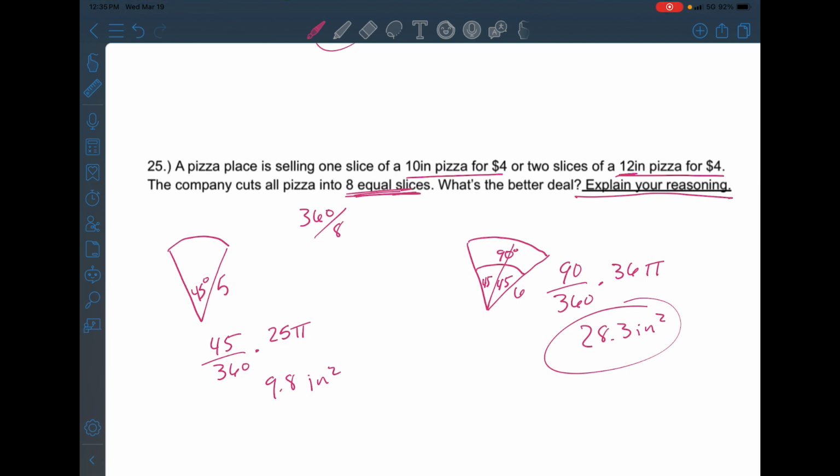Now, it's not always going to be more pizza just because it's 2 slices. You have to figure out, this may come into play. They may cut one pizza into more slices than the other. So you're going to have to take all those into consideration.